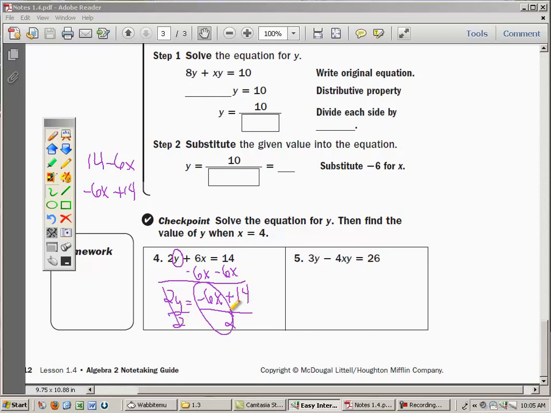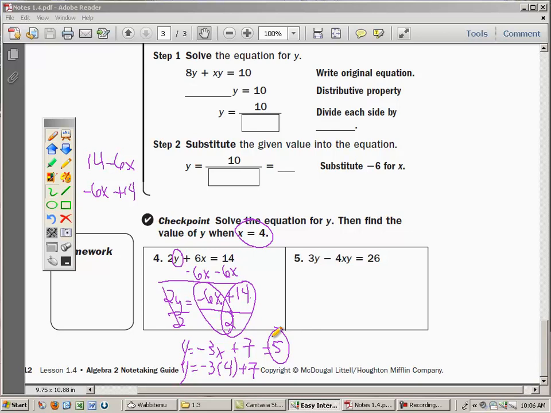And like we said before, this is two separate fractions. So this is negative 6x over 2, which becomes negative 3x. And 14 divided by 2, which is 7. And so y equals negative 3x plus 7. So now we're going to go ahead and substitute our value of x into here. This becomes y equals negative 3 times 4 plus 7. Negative 3 times positive 4 is negative 12. Negative 12 plus 7 is negative 5, excuse me, negative 5.